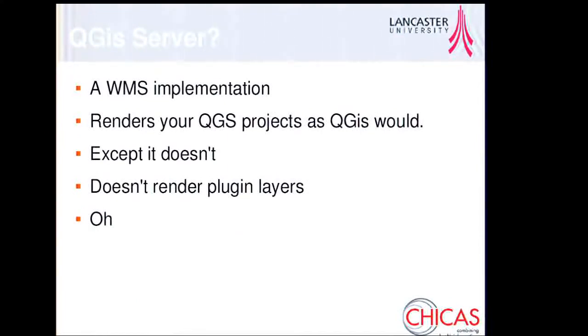I thought maybe we could use the QGIS server, which is a web mapping server implementation, and I could get R to now ask QGIS for the maps. So the idea behind QGIS server is it renders your QGIS project files just as QGIS would, except it doesn't, because again, it doesn't render plugin layers.